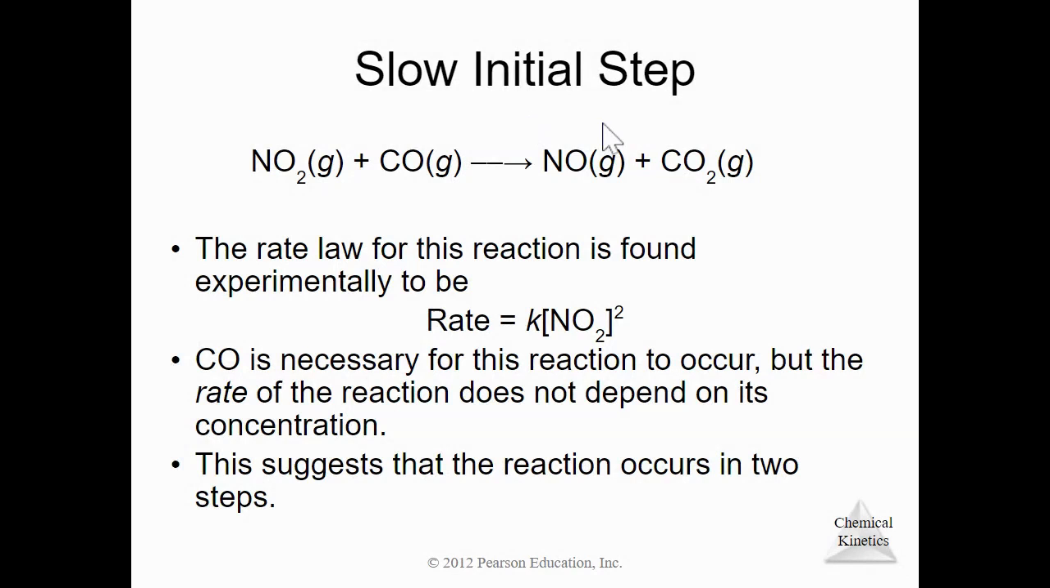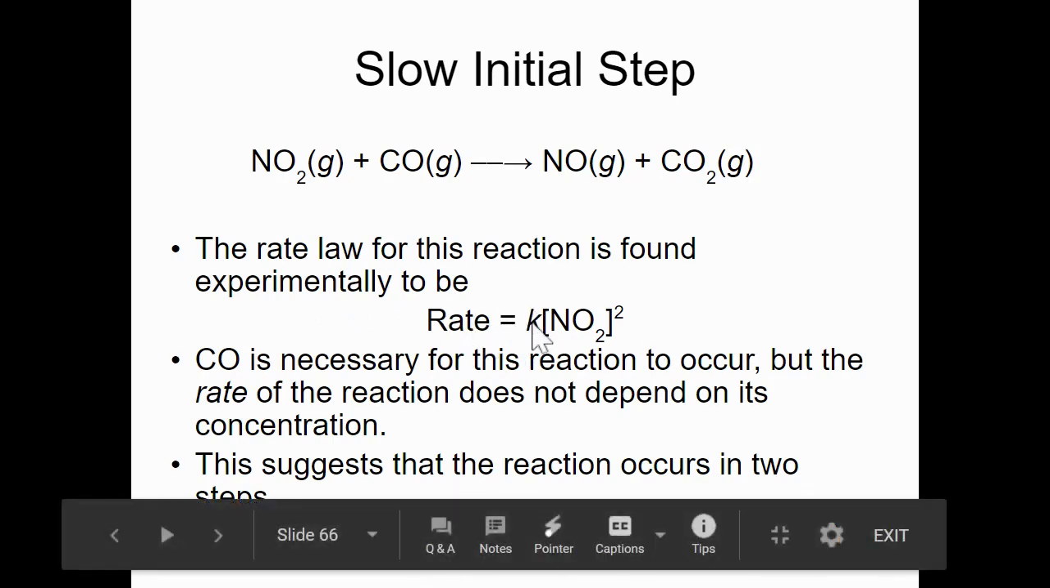So here's an example of a slow initial step. Given the overall reaction of NO2 plus CO produces NO and CO2. It says the rate law is determined experimentally to be this guy. Rate equals k[NO2]². So second order overall.